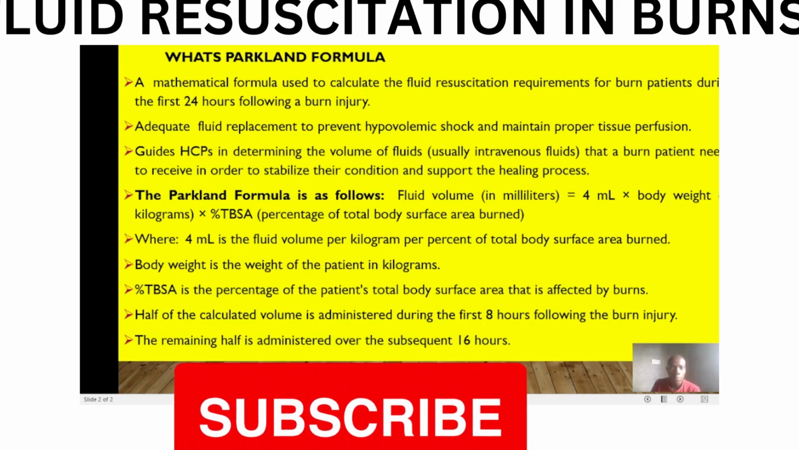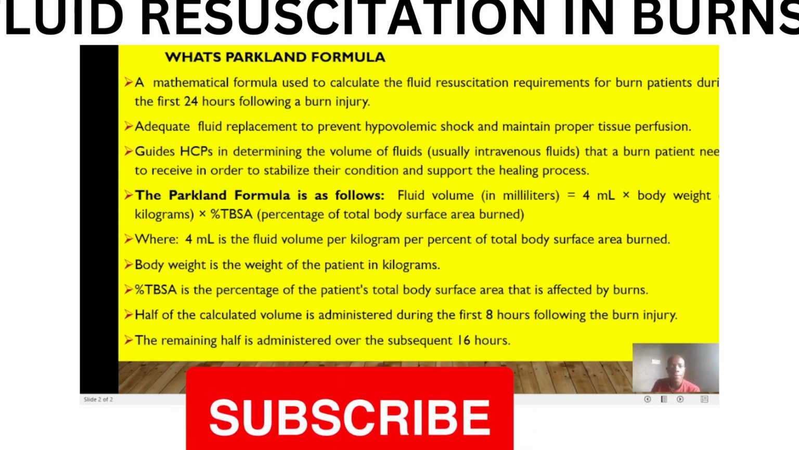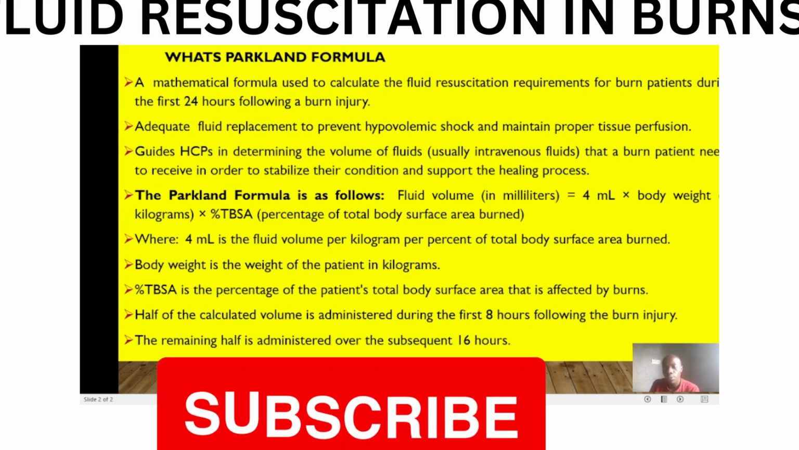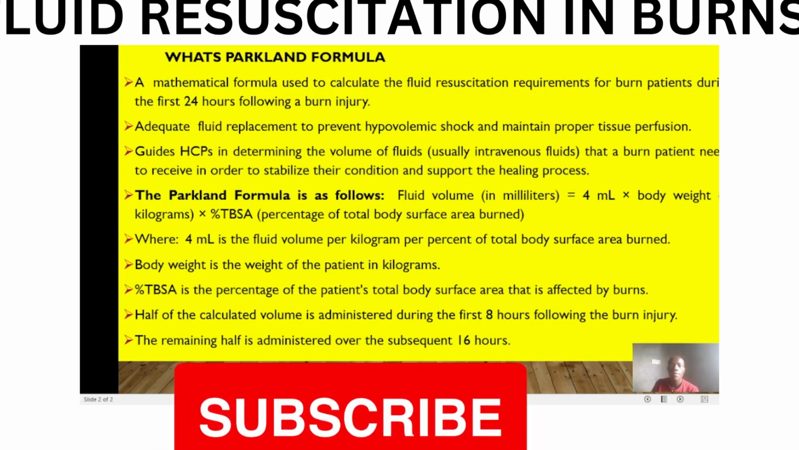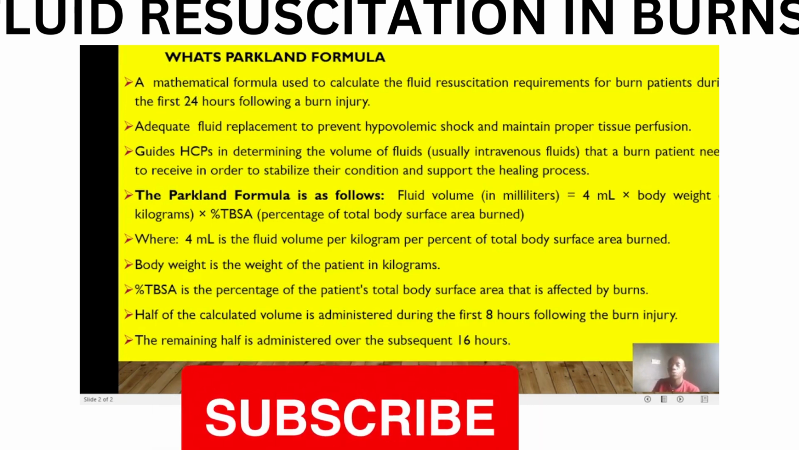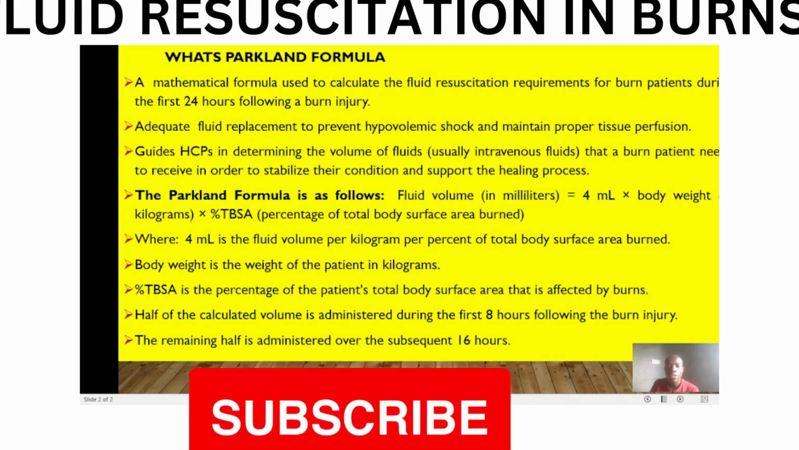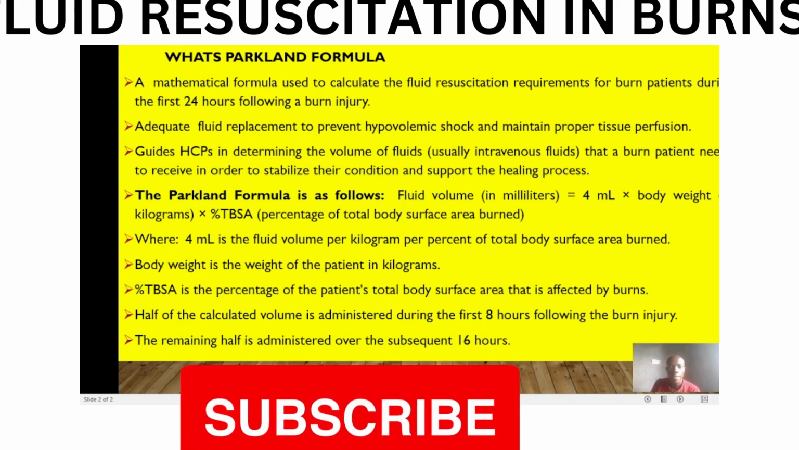The aim of it is to ensure we have adequate fluid replacement to prevent hypovolemic shock and maintain proper tissue perfusion. This formula helps guide healthcare providers in determining the volume of fluids, usually intravenous fluids, that a burn patient needs to receive in order to stabilize their condition and support the healing process. So the Parkland formula is normally calculated as follows, and this fluid is in milliliters.